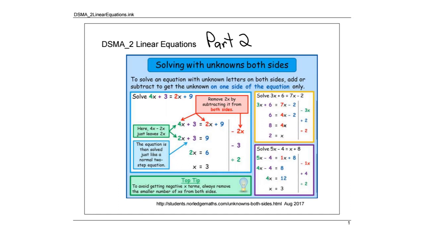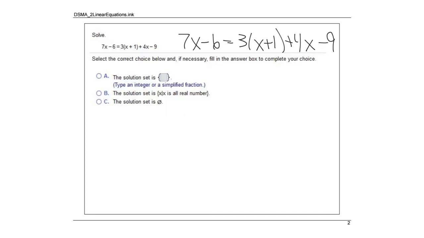Alright, let's finish up DSMA 2. This is part 2. So we're going to keep going. Looks a little more complicated, but it's really not. Let's go ahead and take care of our distributive property first. That means we take 3 times x and 3 times 1.